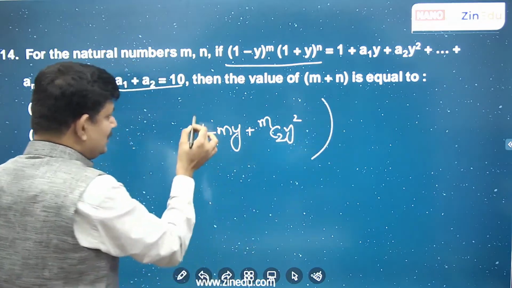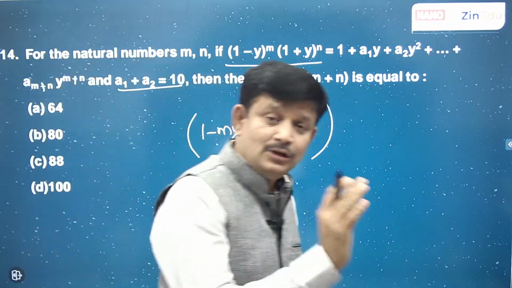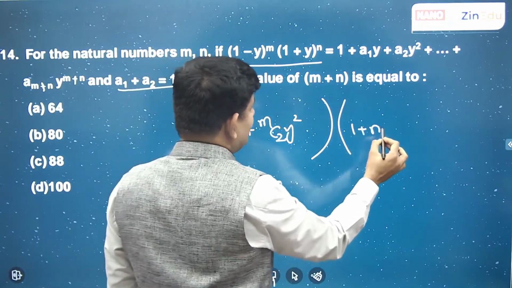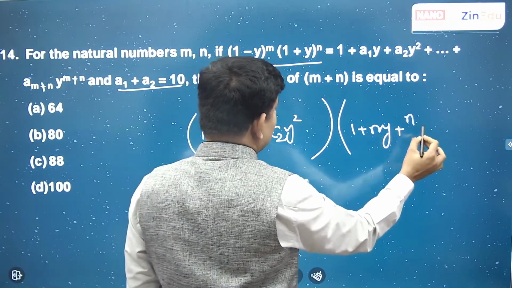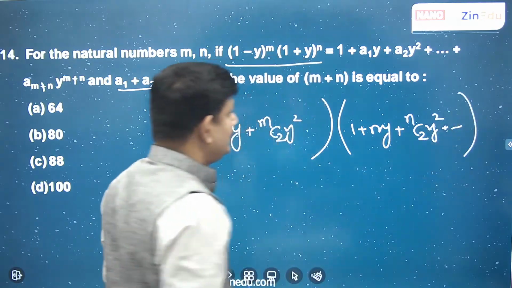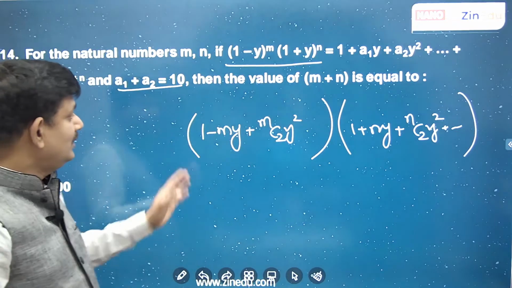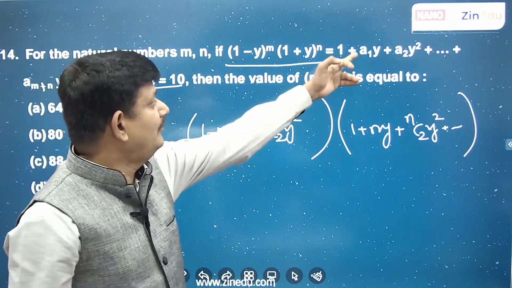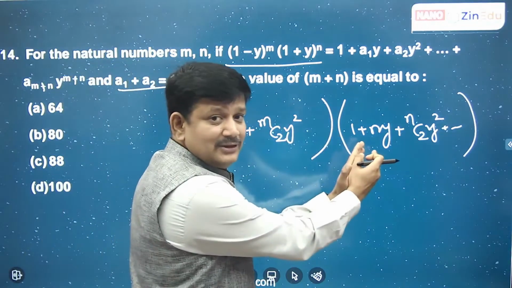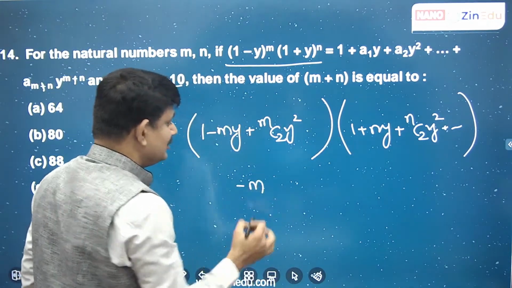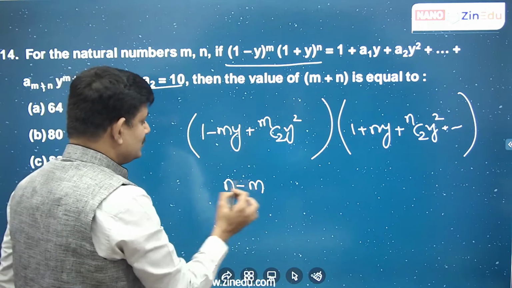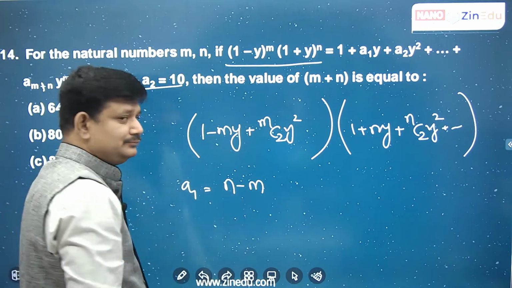Remaining terms I can ignore because my focus is only on the coefficient of y and y square. And what is the other term? 1 plus ny. I am simply using the binomial theorem to expand: 1 plus ny plus nC2 y square, and so on. You can ignore all the other terms. So in this product, how will you get the coefficient of y? Multiplying minus my with 1, minus m will be the coefficient; ny with 1, n will be the coefficient. So this is a1 for you.